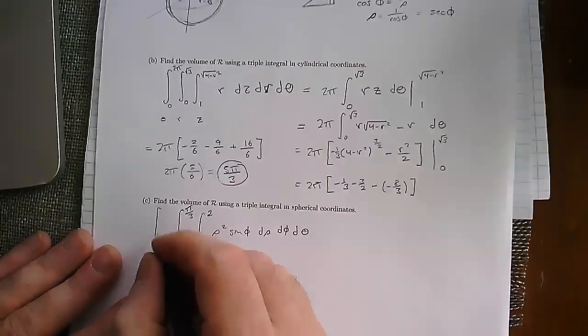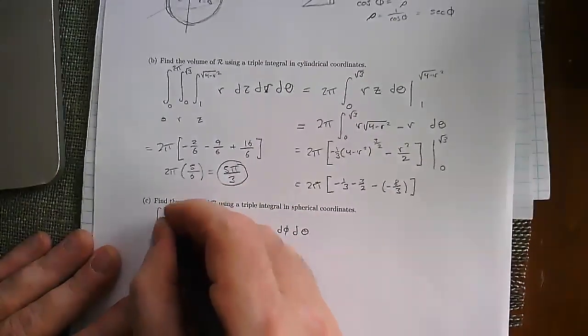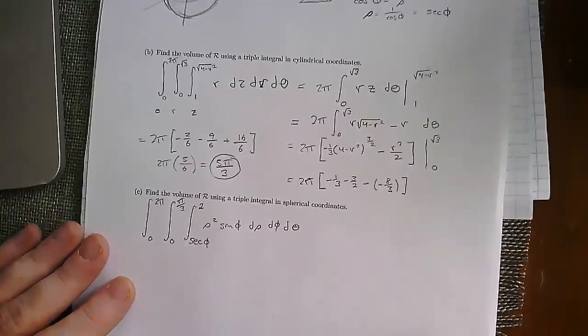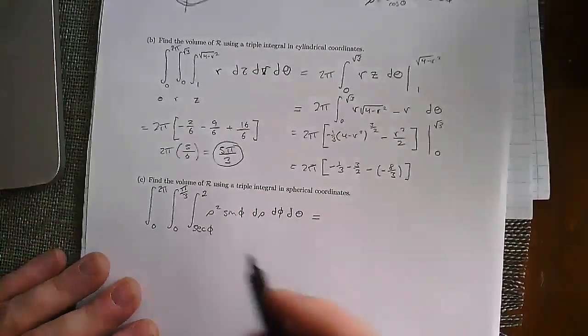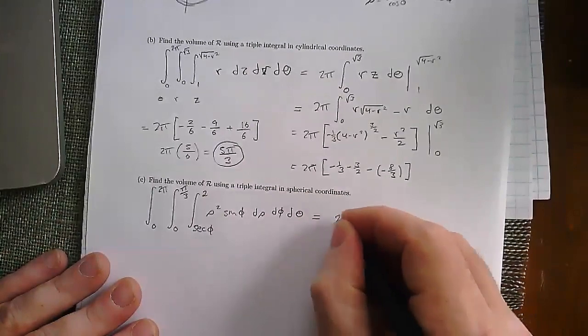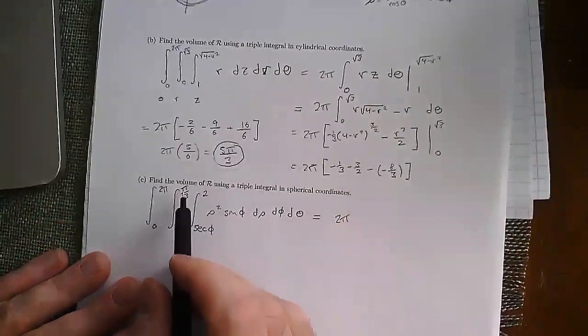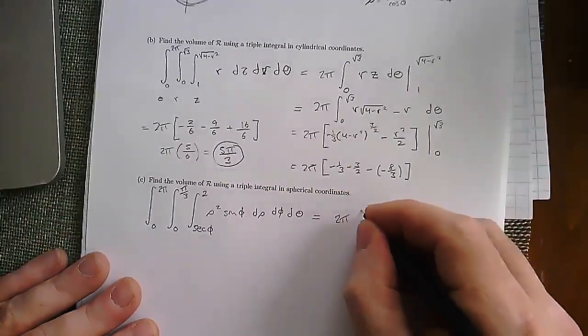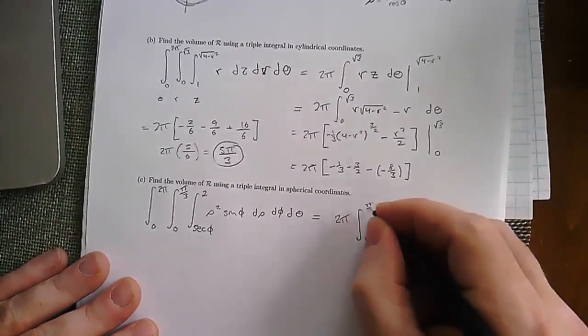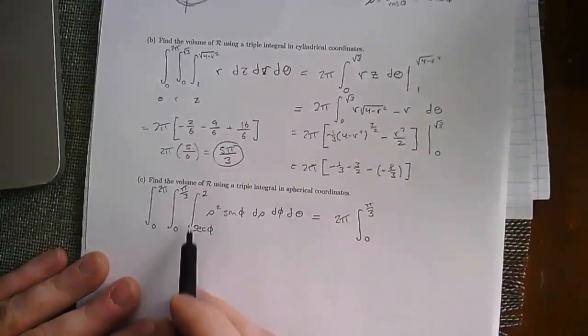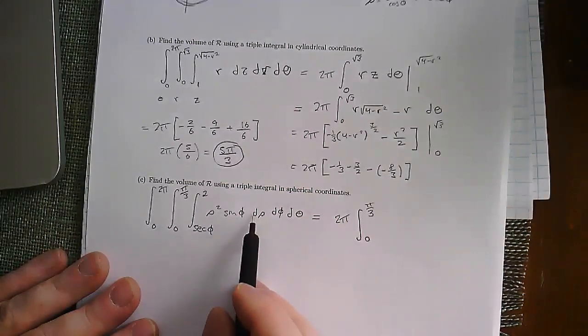And theta, unsurprisingly, 0 to 2 pi. Okay, so here's our triple integral. I'm going to do the same sort of trick I did before. We'll just deal with theta first, so 2 pi. I'm going to keep the integral for phi for a moment later, so 0 to pi over 3. And then I will integrate in terms of rho.